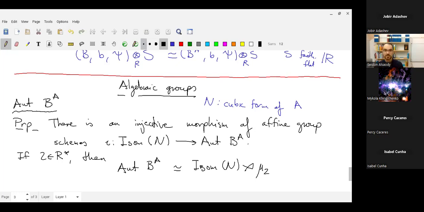So a couple of words about this proposition. First of all, what does it say? Well, it's a statement about affine group schemes. You can think of those as algebraic groups. They are algebraic groups indeed. And remember that the isometry group of the cubic form of an Albert algebra is simple of type E6. And so you can always embed this into the automorphism group. If 2 is invertible, then the automorphism group is isomorphic to this semi-direct product with U2. In the generality I'm stating, this is in principle new.